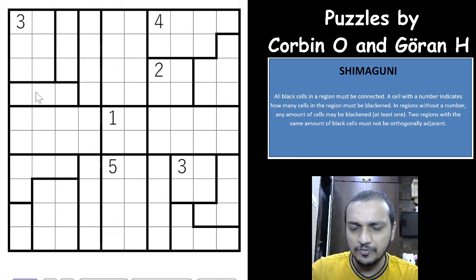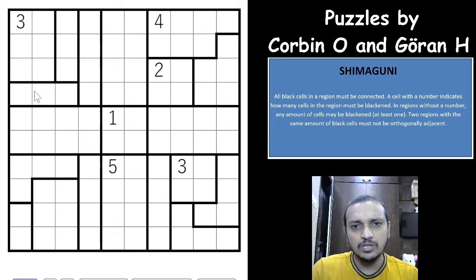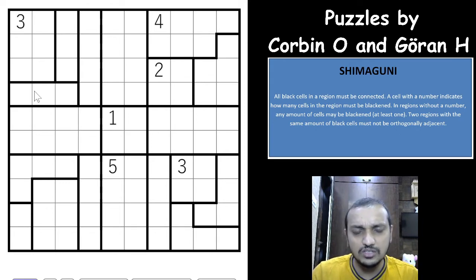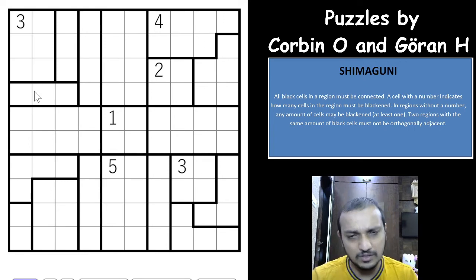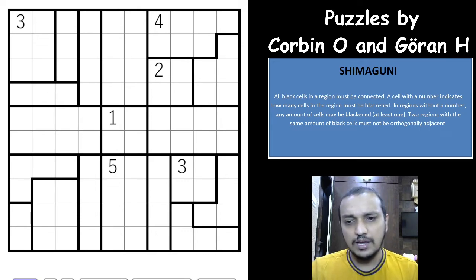So I'll again brief you with the rules. The rules are, you need to shade some of the cells in each region, but all the shaded cells will have to be connected to each other in each of the regions, and the number of shaded cells in each region is indicated by the number in the region. If there is no number, then any number of shaded cells can be present in the region, and if two regions are orthogonally adjacent to each other, the number of shaded cells would have to be different in both the regions, right? And with that we'll start solving this puzzle.